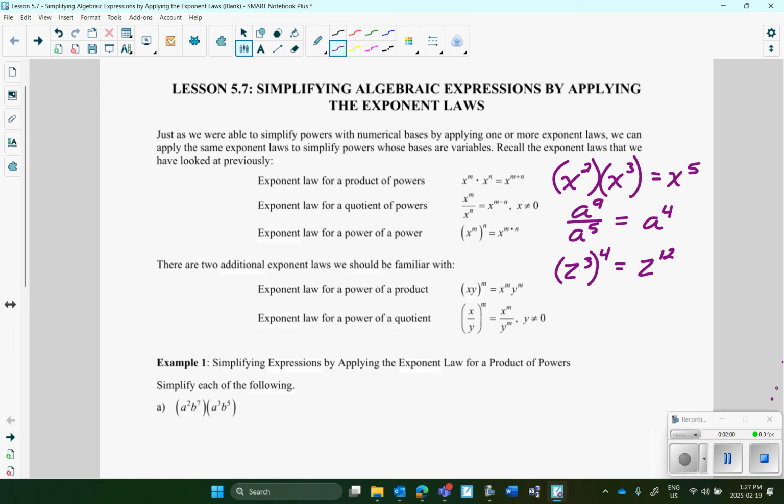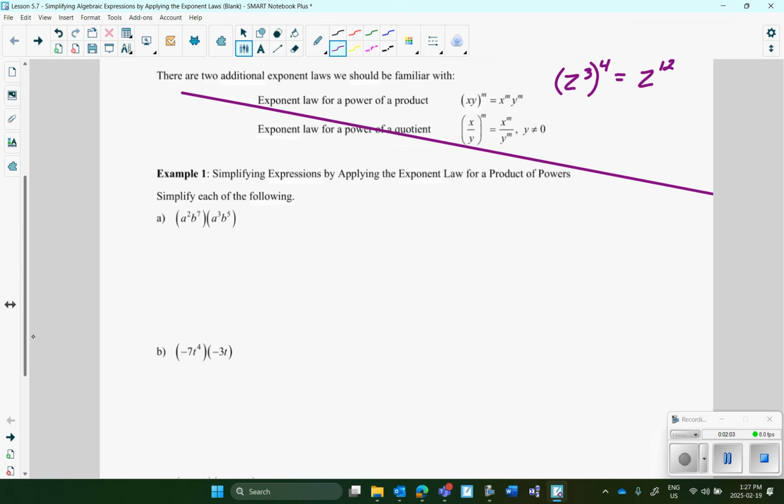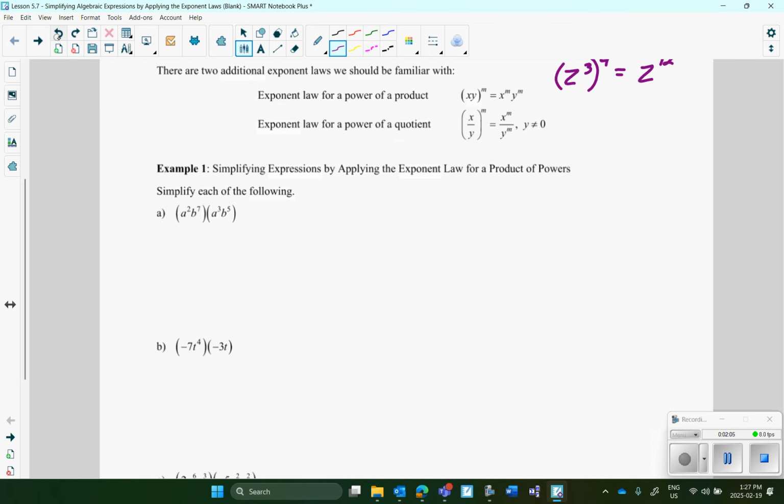So this one, first example, remember, this is the same as a squared times b to the 7th times a to the 3rd times b to the 5th. Whenever I'm multiplying a whole bunch of things, the order that I multiply doesn't matter. So I could switch it and say, okay, I'm going to put the a's beside each other. And then I'm going to put the b's beside each other.